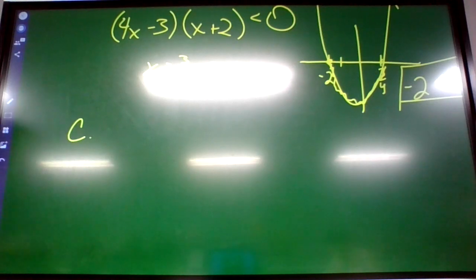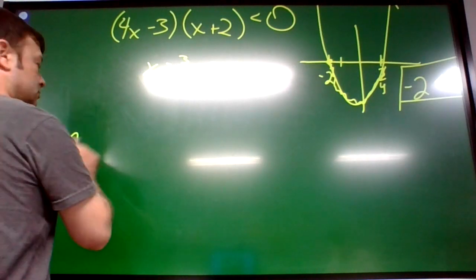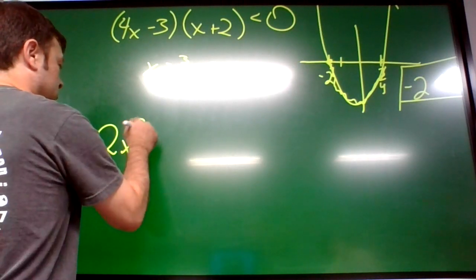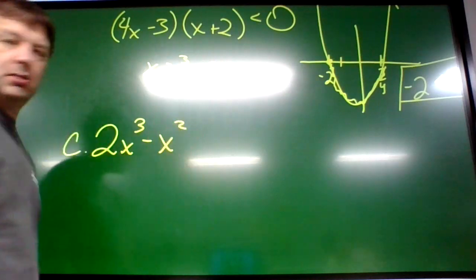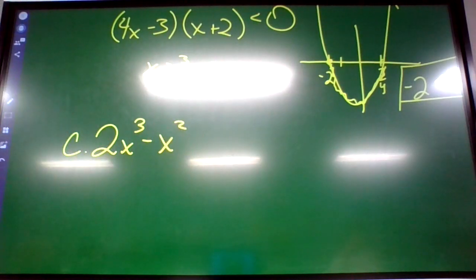2x cubed minus x squared. Little Billy Bob love Charlene.